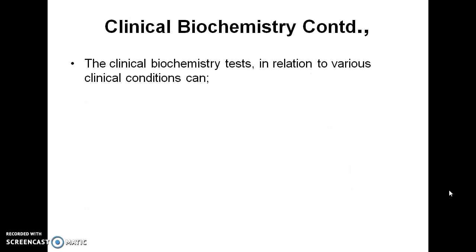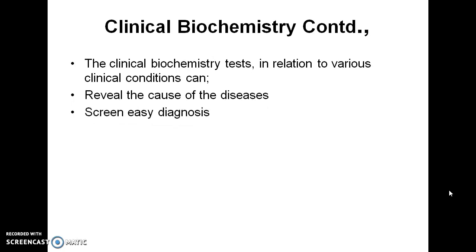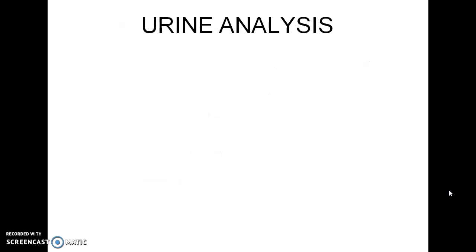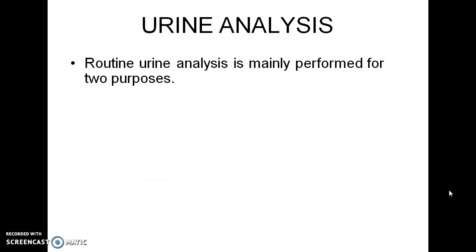The clinical biochemistry tests in relation to various clinical conditions can reveal the cause of the diseases, screen for easy diagnosis, suggest effective treatment, assist in monitoring progress of a pathological condition, and help in assessing response to therapy. As a part of clinical biochemistry, urine analysis has a vital role to play.